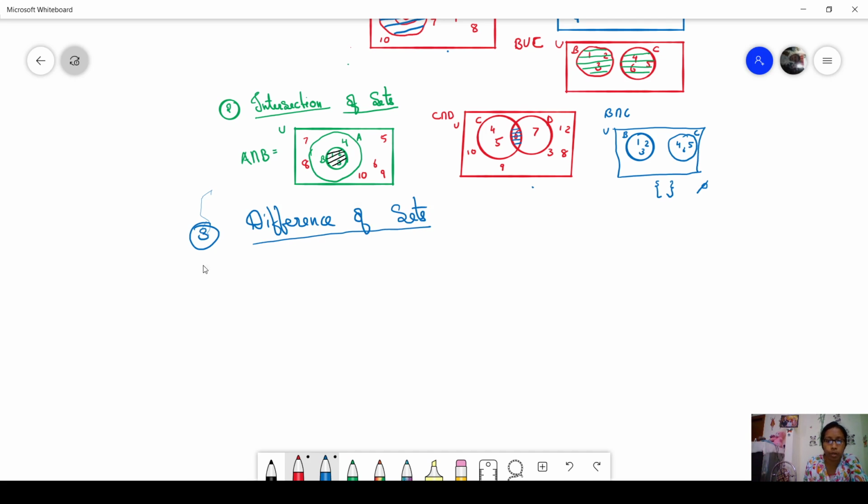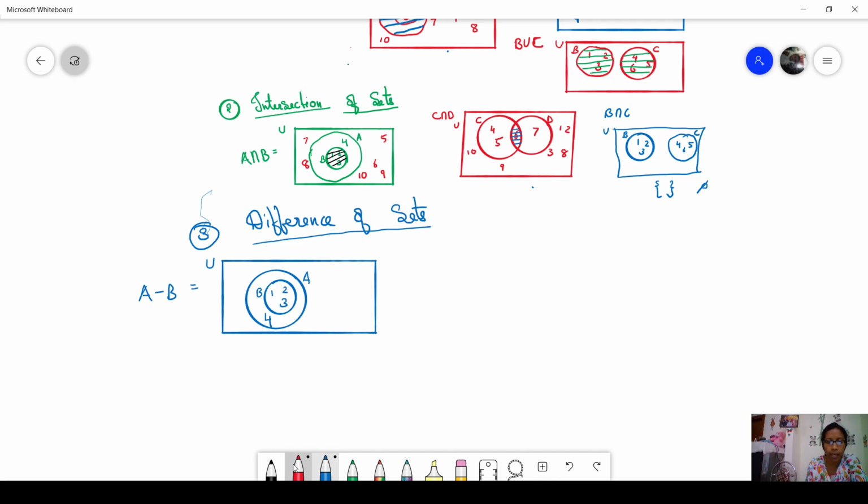For that, first we are going to draw A minus B. So first, for the same thing, we are drawing a rectangle, that is our U, and we need A minus B, means all the elements of B that are there in A has to be taken off. Means when we are drawing A and B, the common elements were 1, 2, 3 and this is 4.